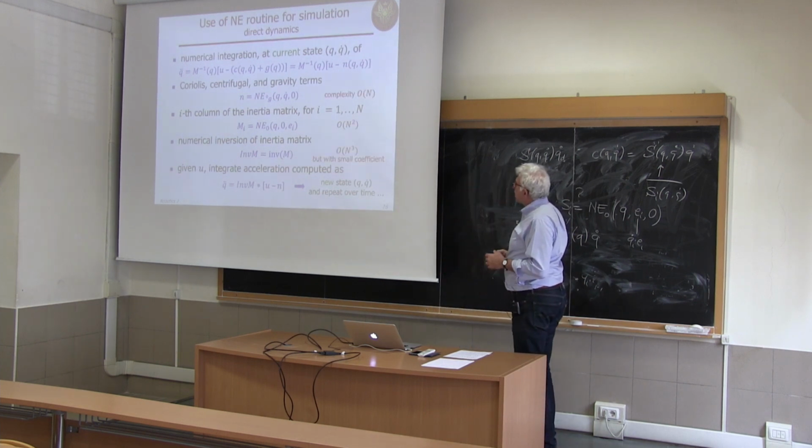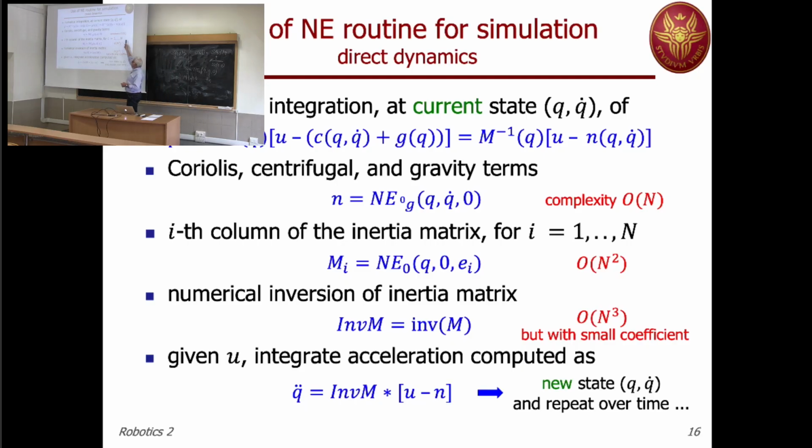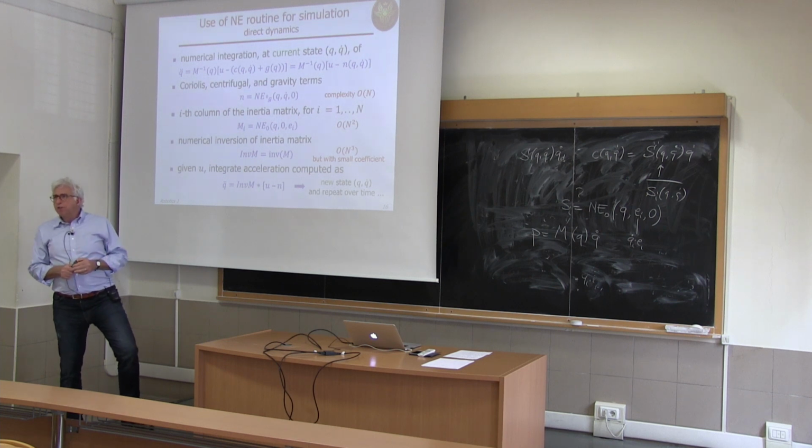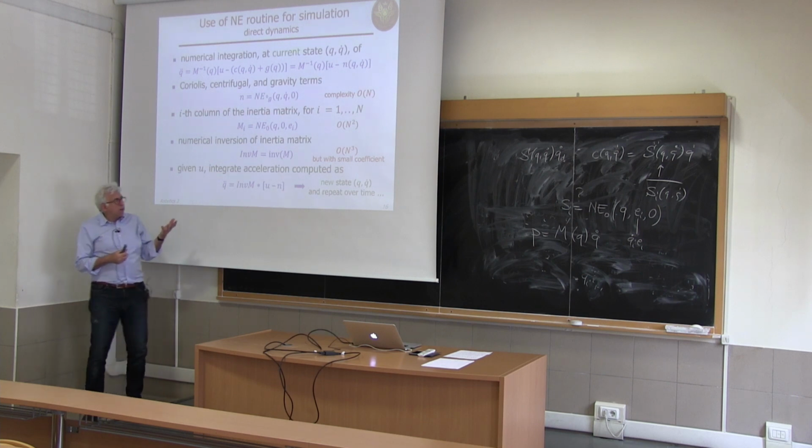Very simple. So what is the complexity of this algorithm? You have linear complexity for generating n in terms of the number of joints. You're calling n times the algorithm for generating the columns of the inertia matrix, so this has a complexity n squared, because every iteration has a complexity n, and there are n iterations. Then the numerical inversion has a complexity that grows with n cubed, but the coefficient in front of this n cubed is very small. So this is the asymptotic complexity. While the whole method is n cubed, in fact the dominant part is n squared. And this is very efficient for n even quite large.